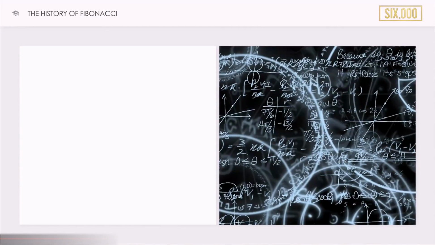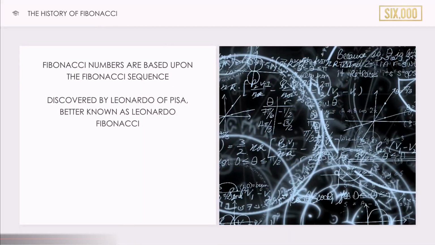Now on to our second topic for today, the history of Fibonacci. In this topic, we're going to be looking at the Fibonacci ratios we use in the financial markets and how they're calculated. Fibonacci numbers are based upon the Fibonacci numerical sequence, which was discovered by Leonardo of Pisa, better known as Leonardo Fibonacci. He is also known as Leonardo Bonacci and several other names.